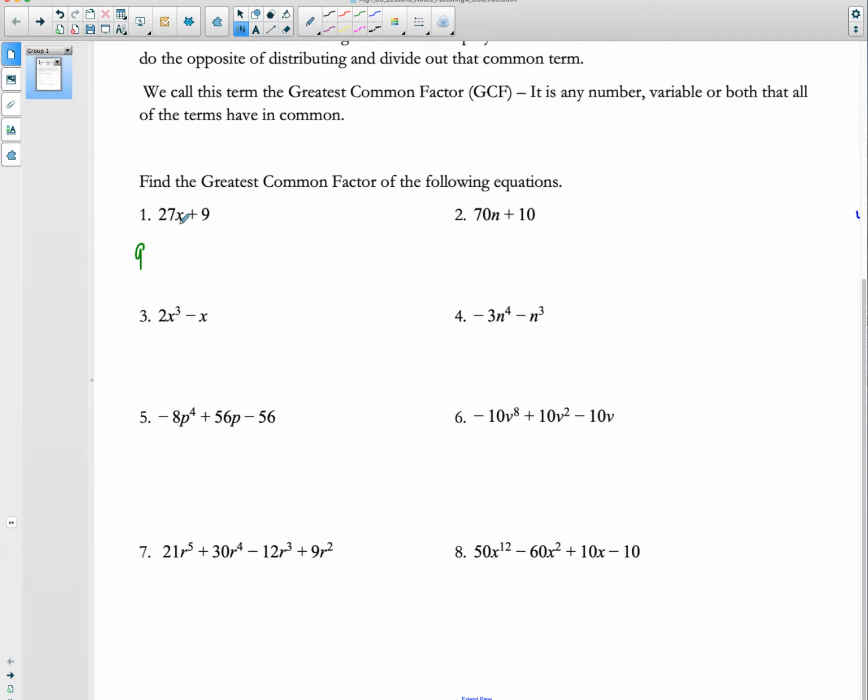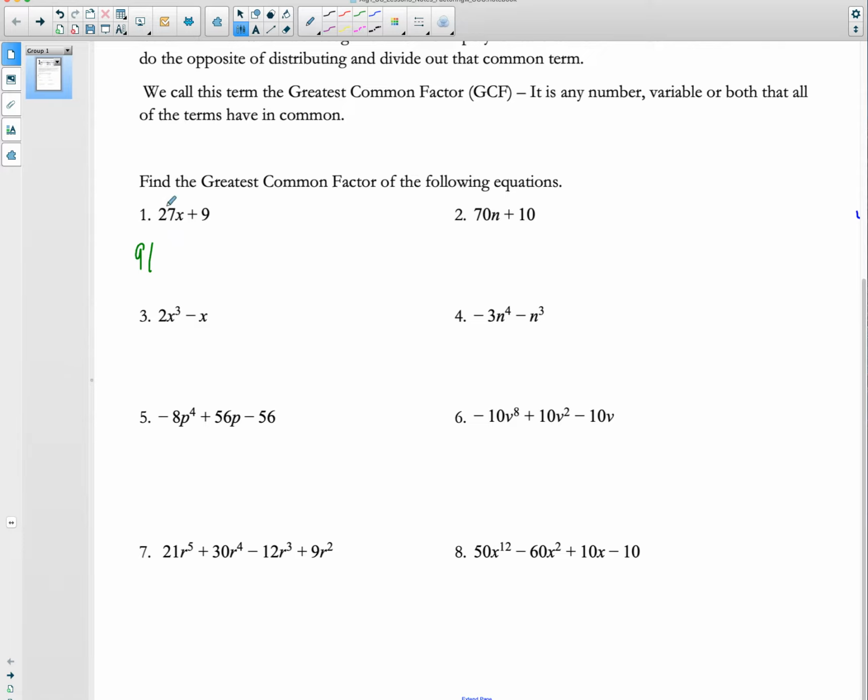Now, what I'm going to look at next are my variables. Well, I have an x here, but I don't have any x's here. So x is not common to both terms. So because it's not common to both, I can't undistribute or take it back out. So now what we're going to think about doing is undistributing or factoring out. Now distribution, when we put it in, is multiplying. So factoring, when we take it out, is dividing.